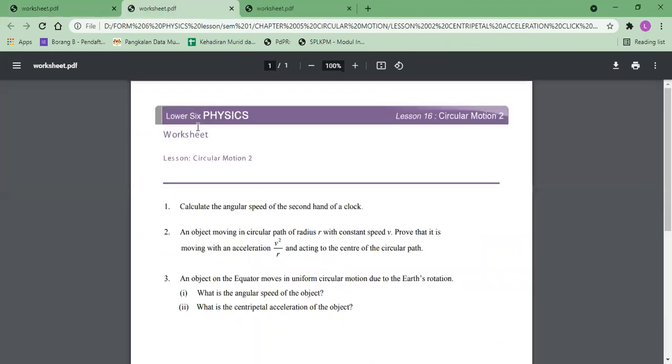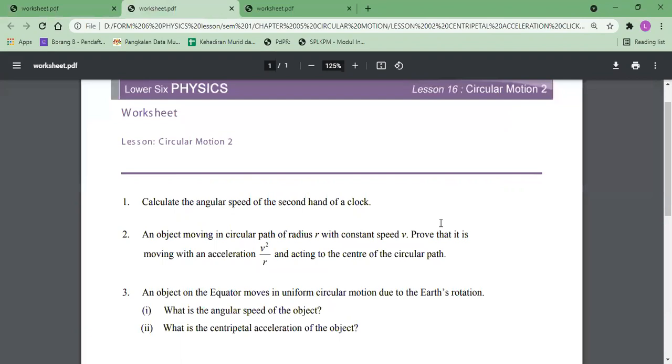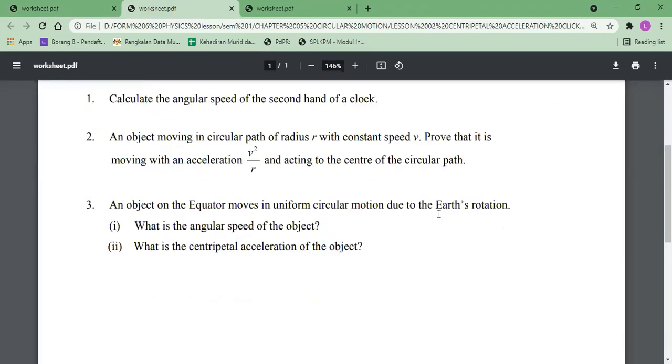Question for the worksheet on lesson 16, circular motion 2. Number 1. Okay, calculate the angular speed of the second hand of a clock. Second hand of a clock, jarum yang menunjukkan saat, jarum saat. One revolution is equal to how much? Okay, what is the angular speed?